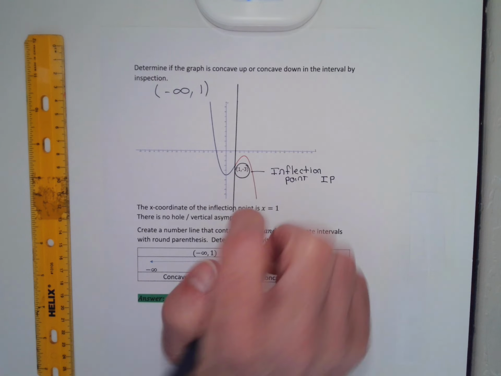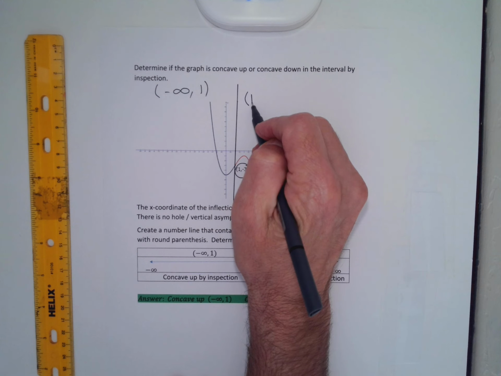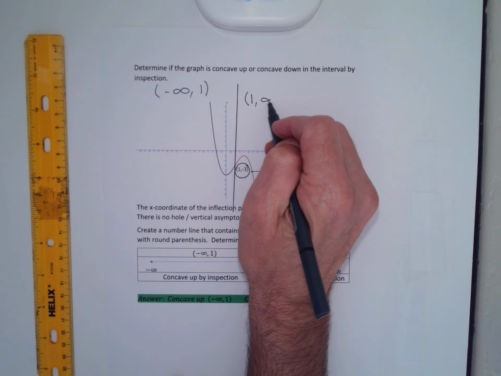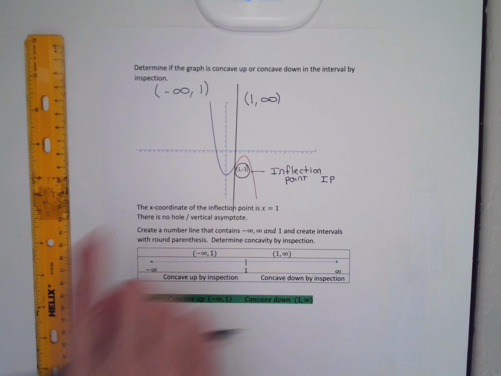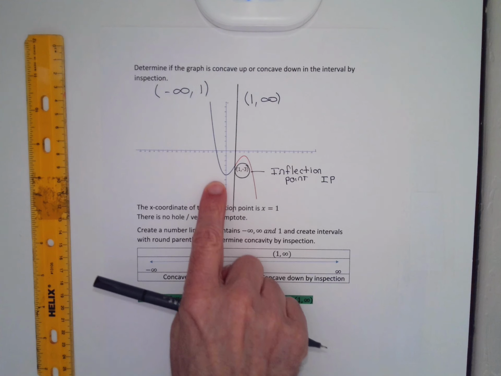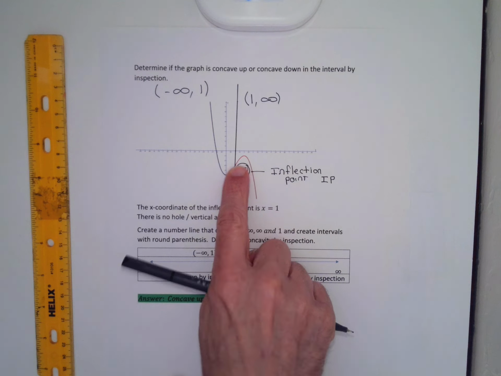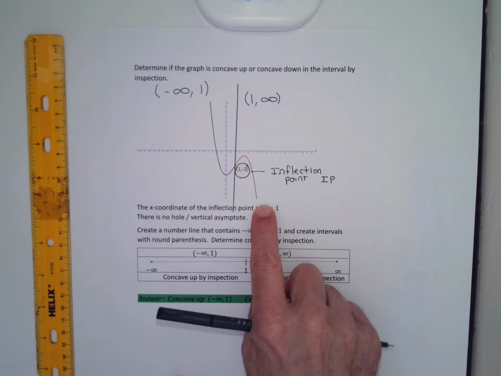The second interval goes from the x-coordinate of the inflection point, which has an x-coordinate of 1, to the far right edge of the x-axis. This interval goes decreasing and increasing, so it's both increasing and decreasing.